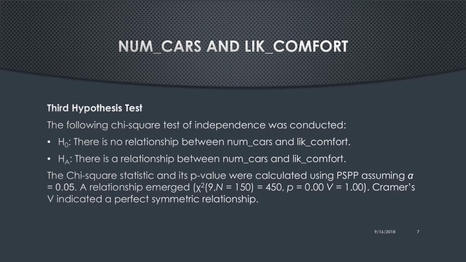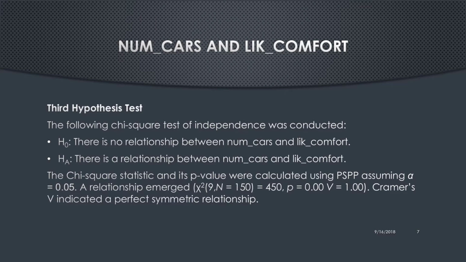Here's our third and last hypothesis test. The following chi-square test of independence was conducted for the number of cars and light comfort. The null hypothesis states there is no relationship between the number of cars and light comfort. Our alternative hypothesis states there is a relationship between the number of cars and light comfort. The chi-square statistics and its p-value were calculated using PSPP, assuming alpha equals 0.05.